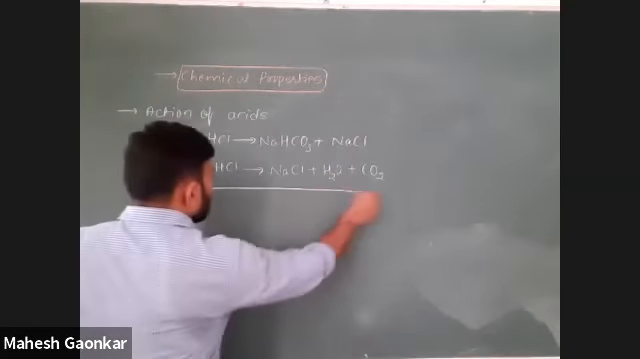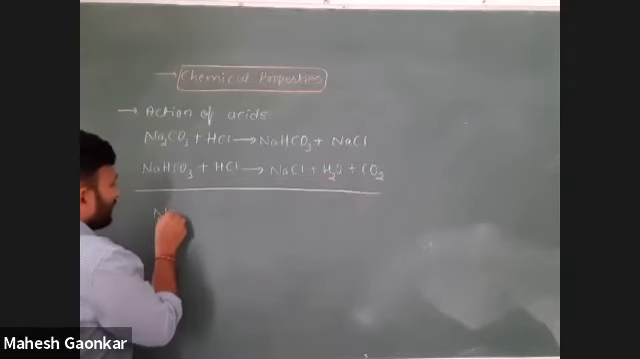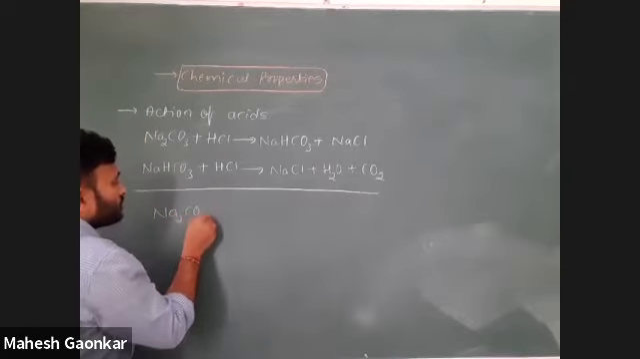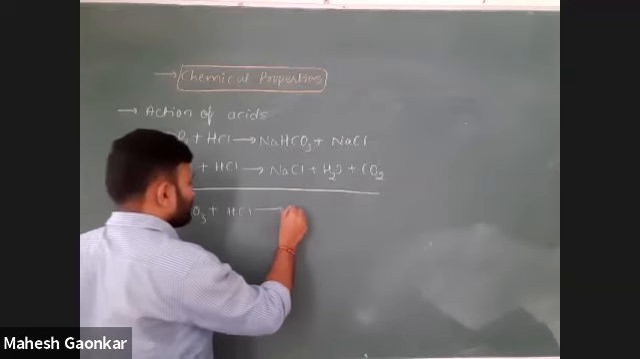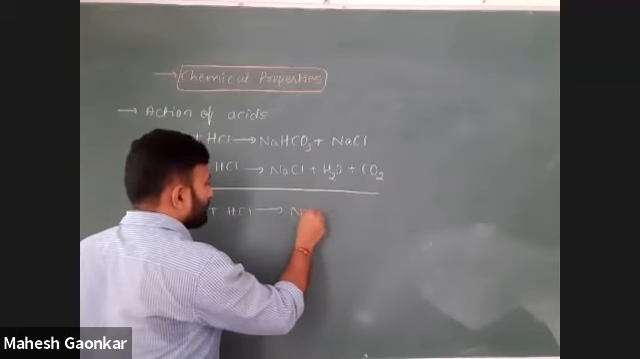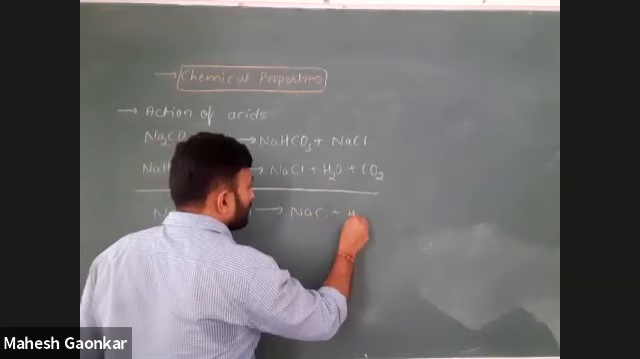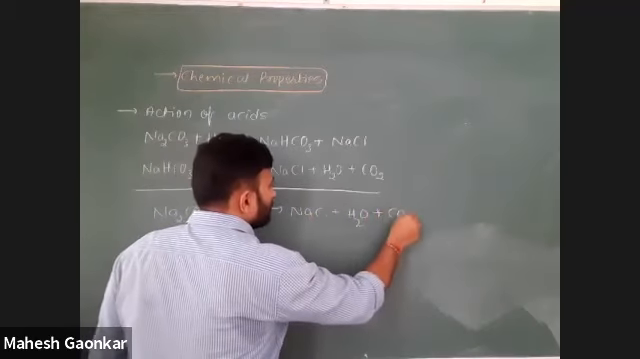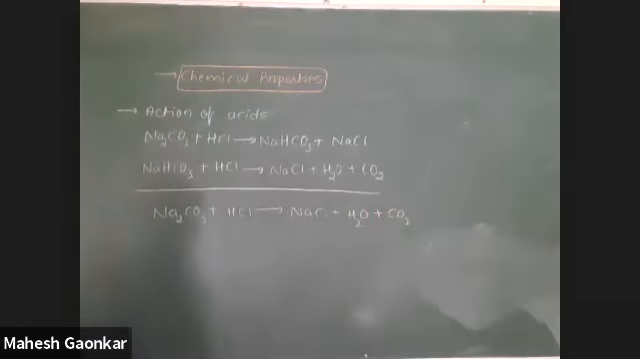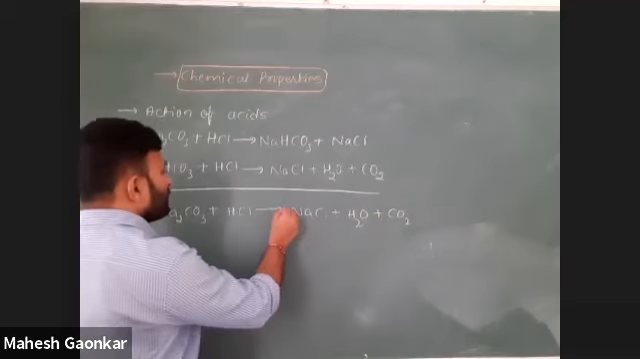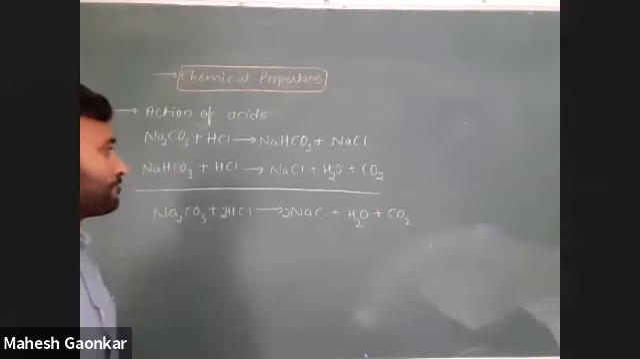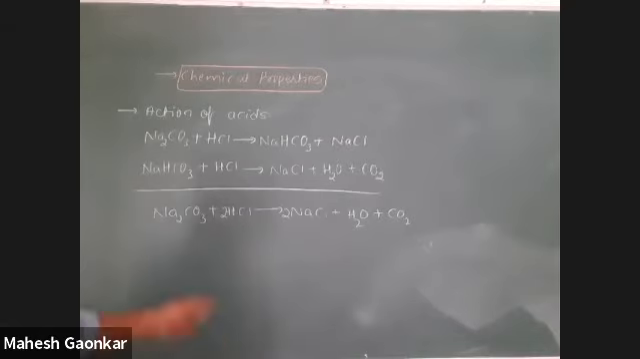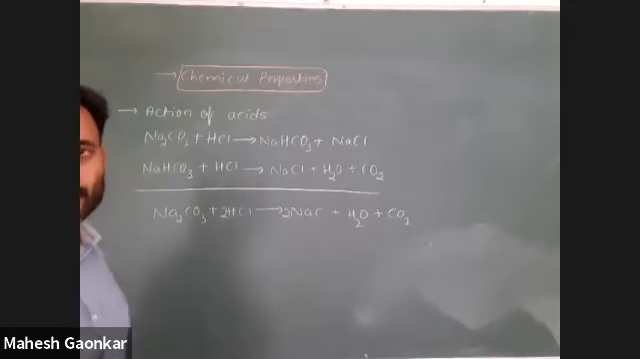So this overall reaction you can write as Na2CO3 plus 2HCl gives 2NaCl plus H2O plus CO2. This is the overall reaction, and this is how that reaction takes place.